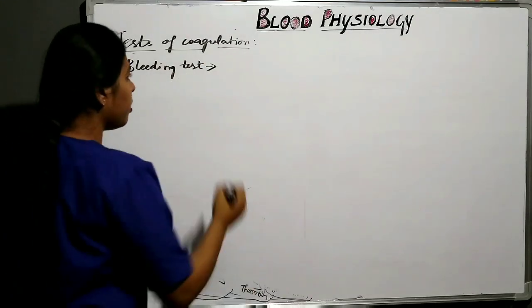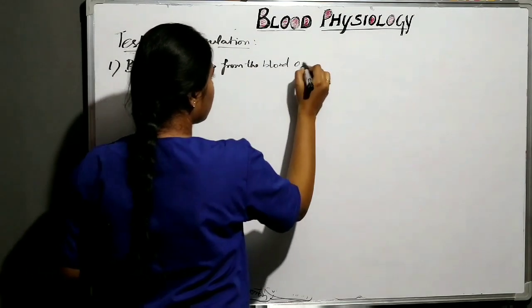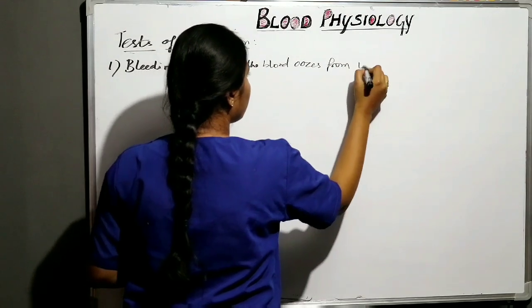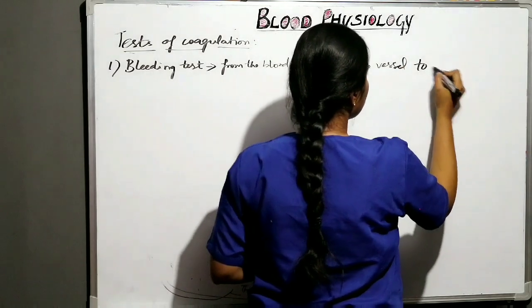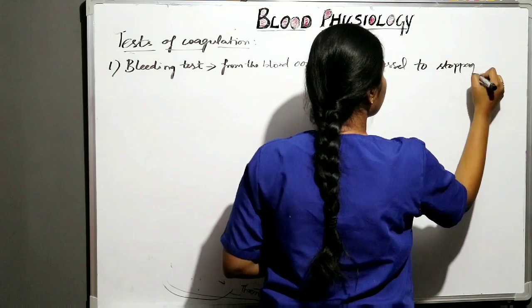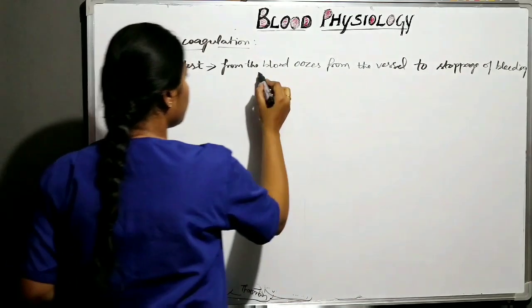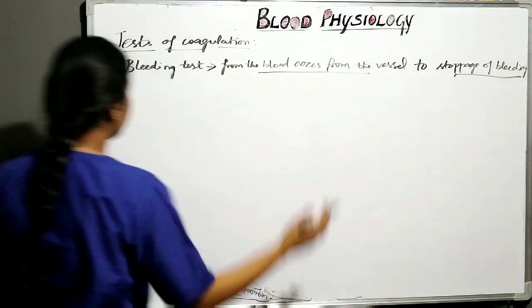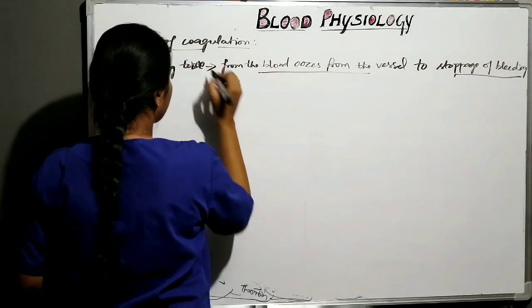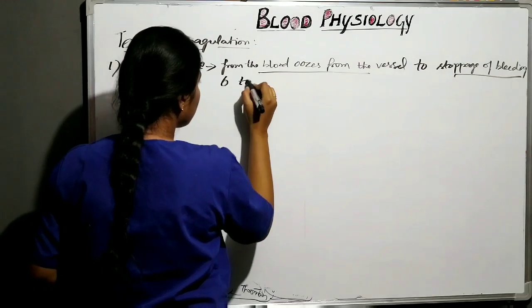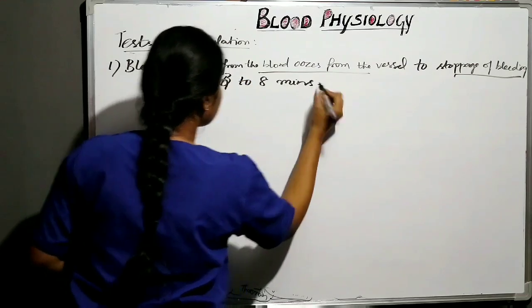It is the time taken from when the blood oozes from the vessel to the stoppage of bleeding. It is called the bleeding time. It is usually 3 to 8 minutes.